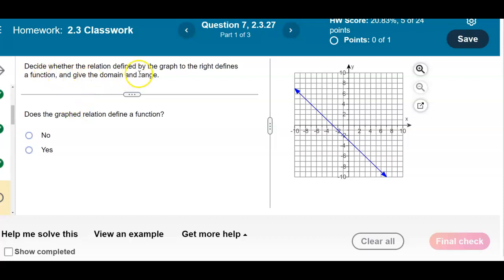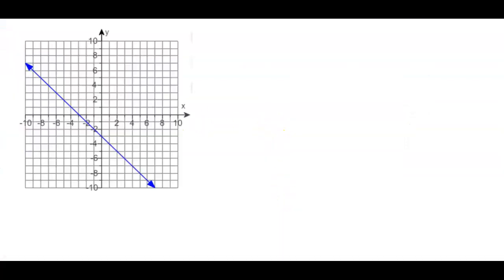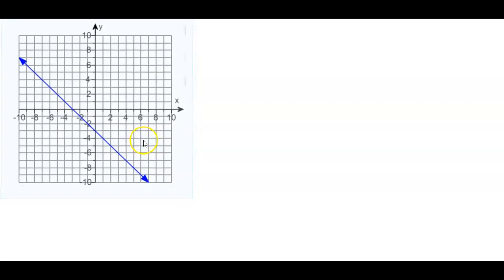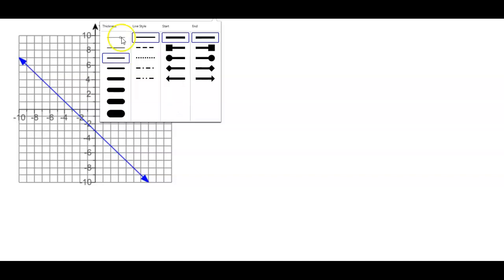Decide whether the relation defined by the graph to the right defines a function, and then give the domain and the range. So we want to first determine, is the graph a relation defined as a function? So let's take a look at this graph. Now we have what we call the vertical line test. If it passes the vertical line test, then that means that it is a function.